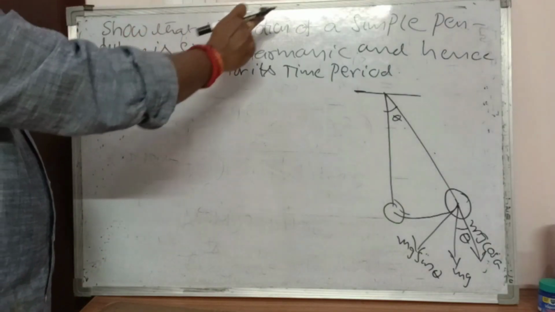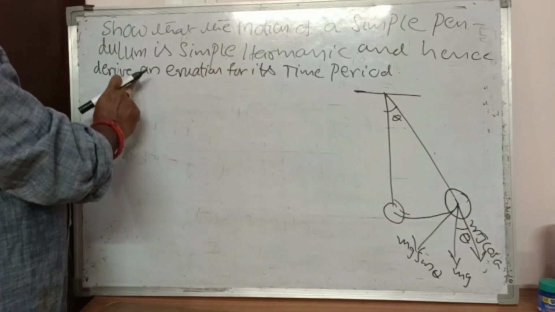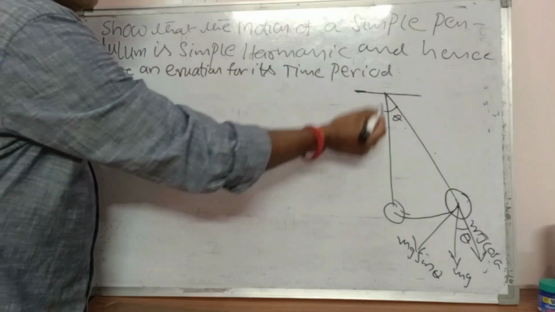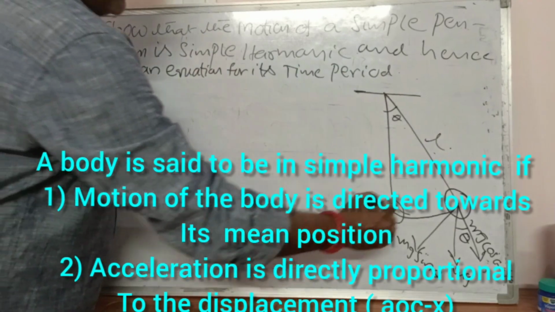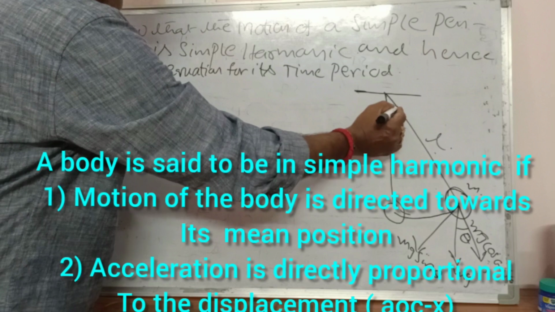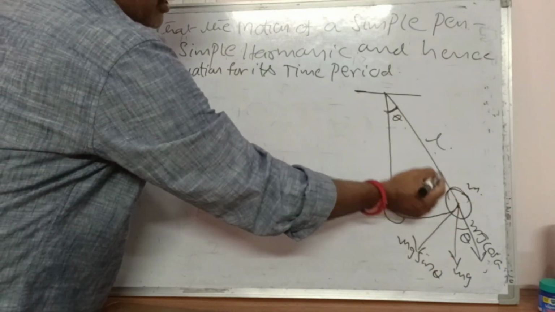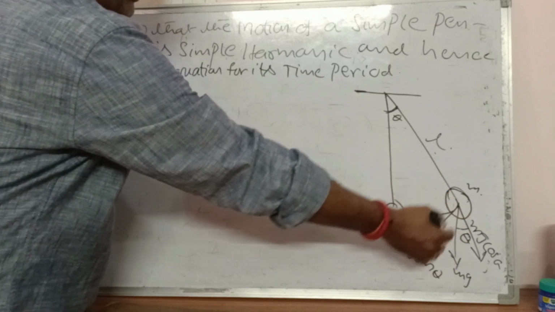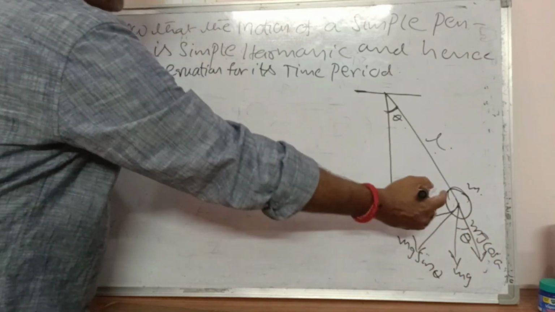Show that the motion of a simple pendulum is simple harmonic, and hence derive an expression or equation for its time period. What is seconds pendulum? So in order to answer this question, we have to consider a simple pendulum of length L, mass M, suspended from a rigid support as shown in the diagram here.